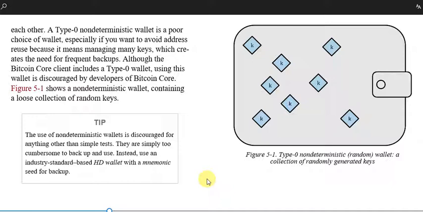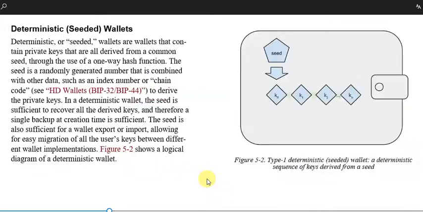Figure 5-1 shows a non-deterministic wallet, containing a loose collection of random keys. Tip: the use of non-deterministic wallets is discouraged for anything other than simple tests. They are simply too cumbersome to back up and use. Instead, use an industry standard-based HD wallet with a mnemonic seed for backup. Figure 5-1. Type 0 non-deterministic (random) wallet, a collection of randomly generated keys.